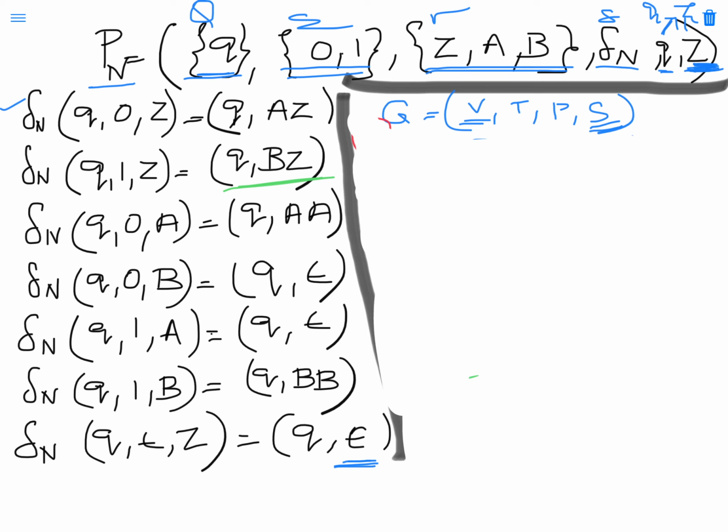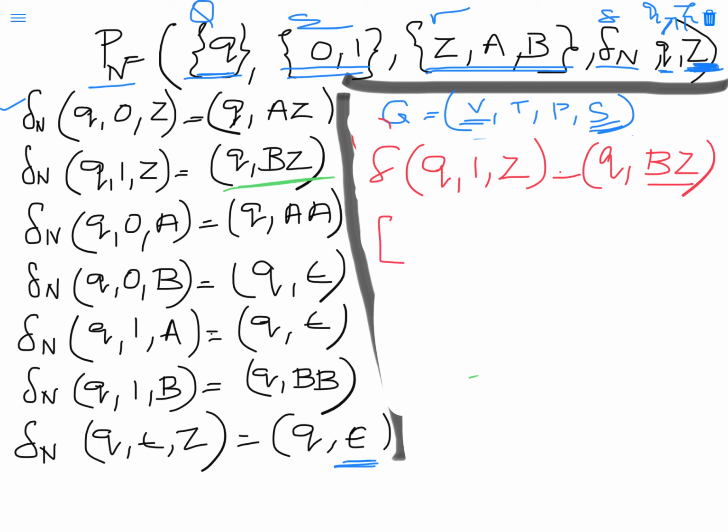Second function, that is del of (q, 1, Z) will be equal to (q, BZ). So the grammar can be written how? Since there are two variables over here, the grammar can be written in the form of square brackets. Two square brackets will be there because the stack symbols here are given as two stack symbols, isn't it? B and Z.